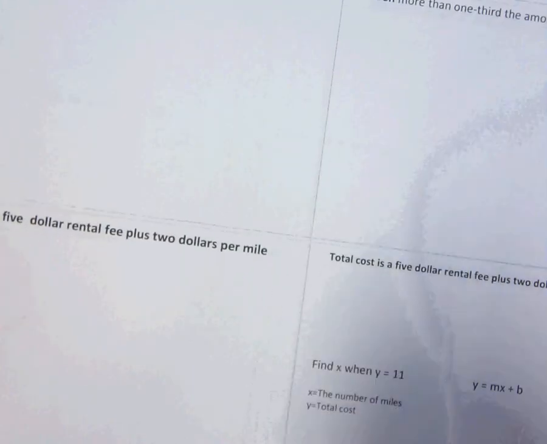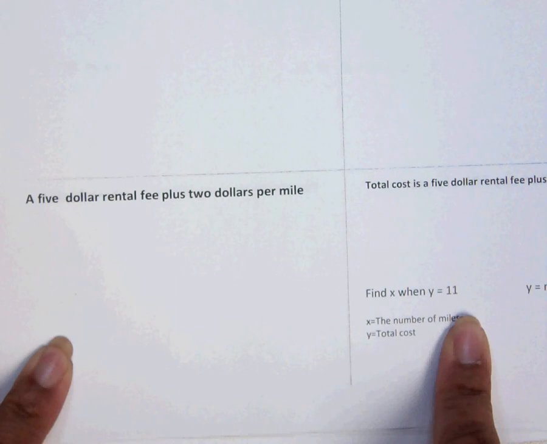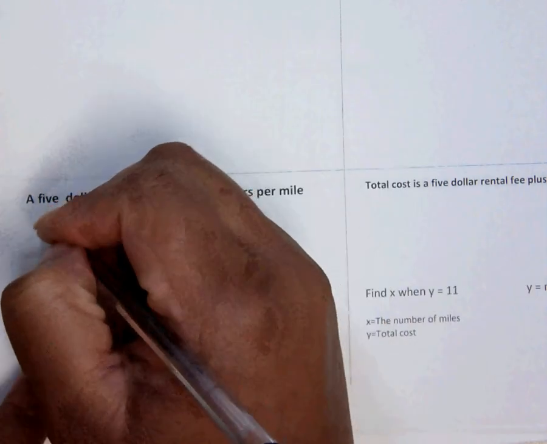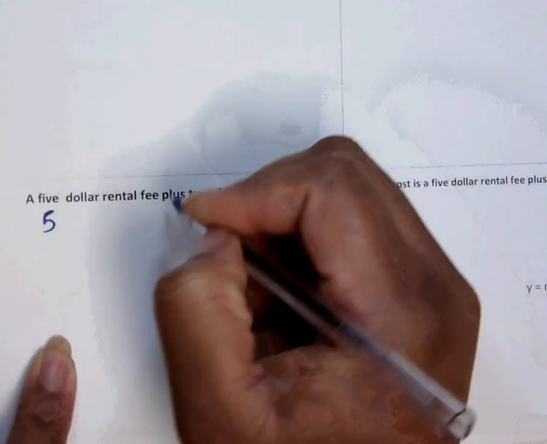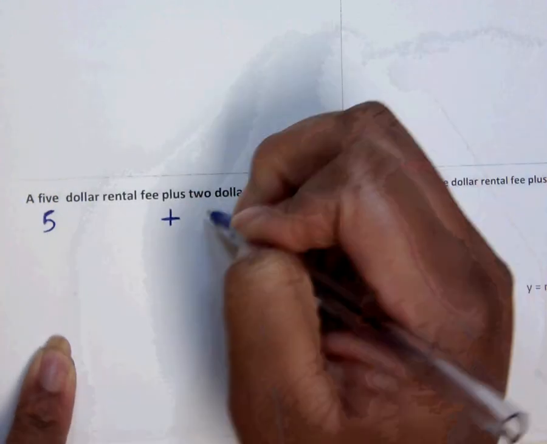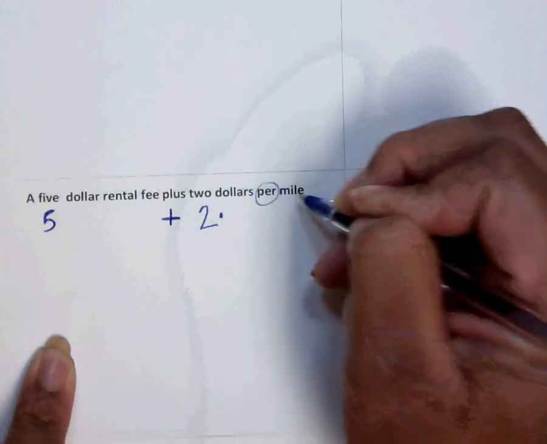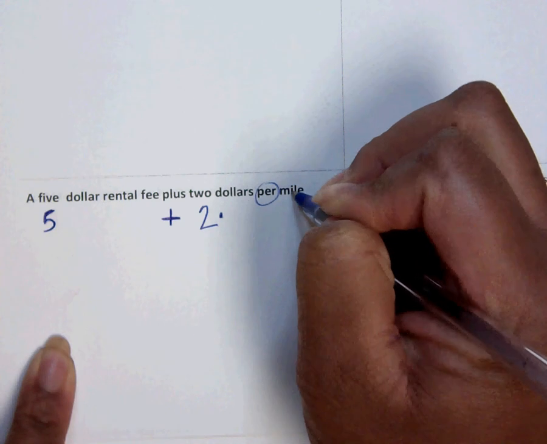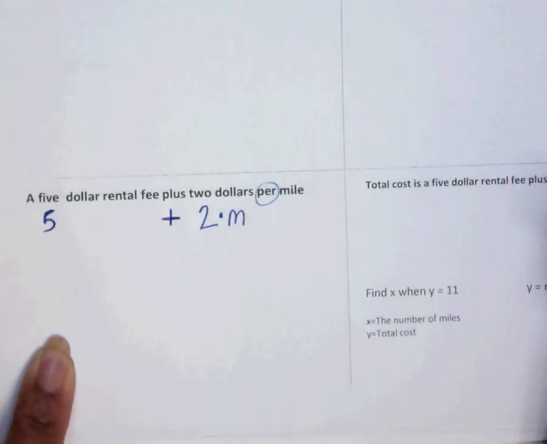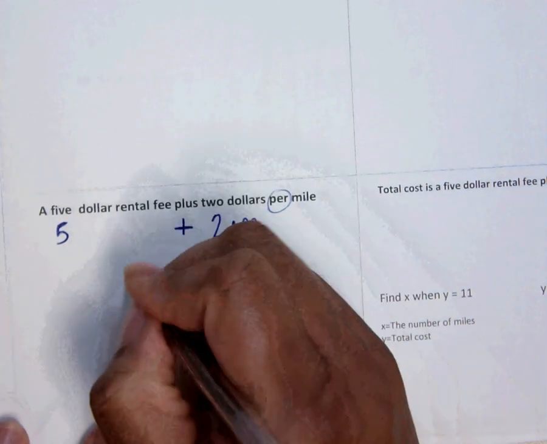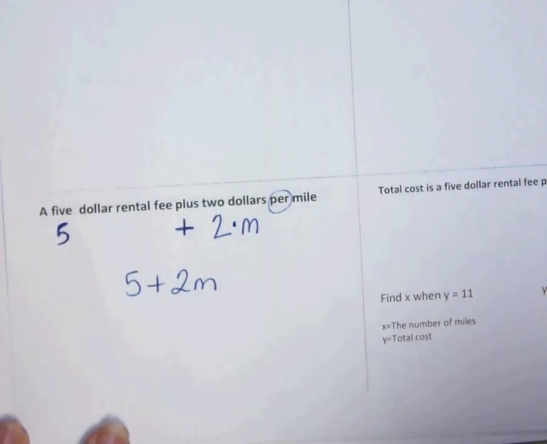And I want to do this one. So a $5 rental fee plus $2 per mile. So a $5 rental fee plus $2 per, meaning multiply, mile. So that could be M for miles. And I don't see the word than, so I can leave it as 5 plus 2M. And I'm done.